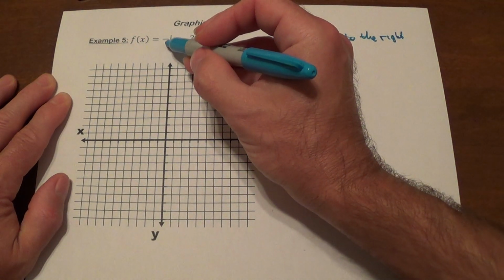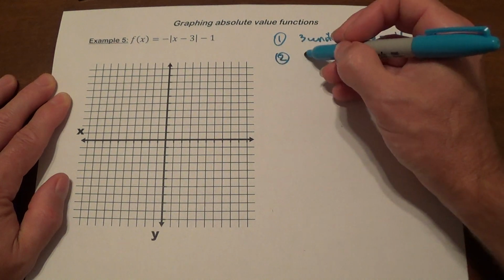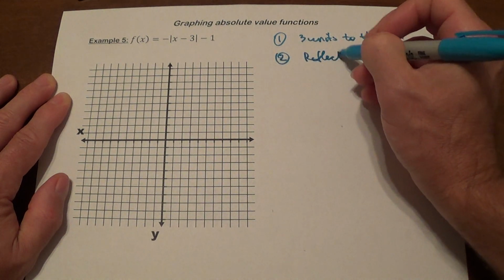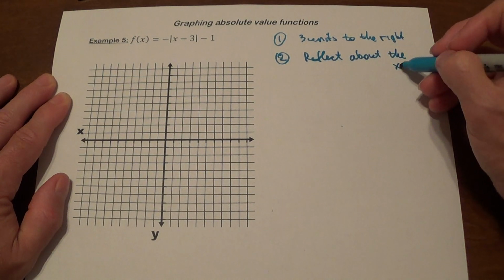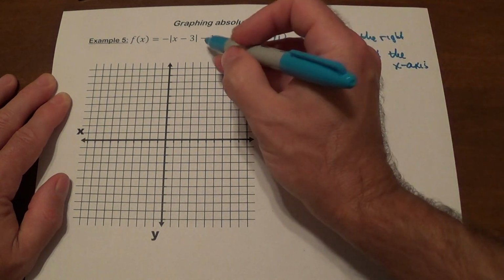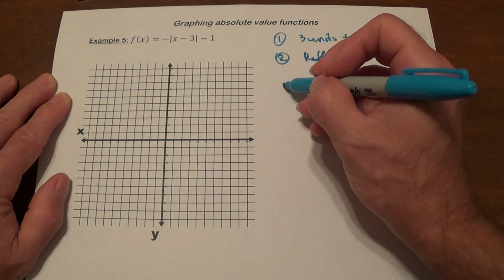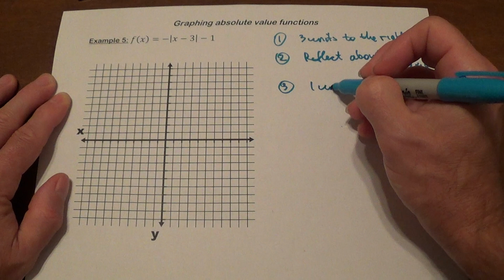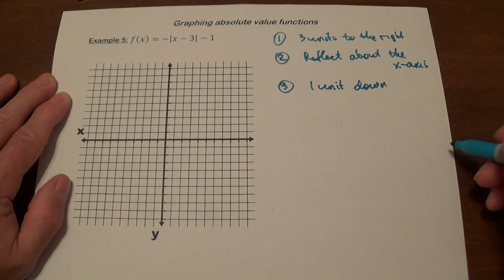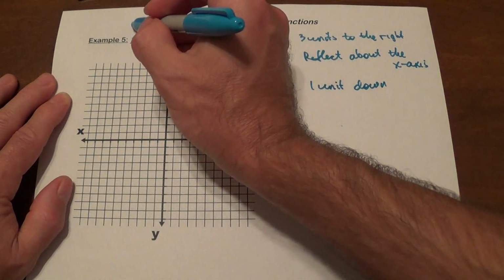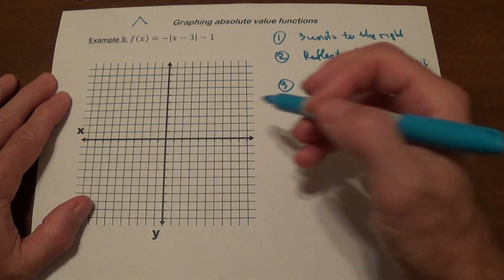This negative here is going to be responsible for reflecting it about the x-axis. And this minus here is going to be responsible for shifting it 1 unit down. 1 unit down. So we know because this is negative, our V is going to open down.